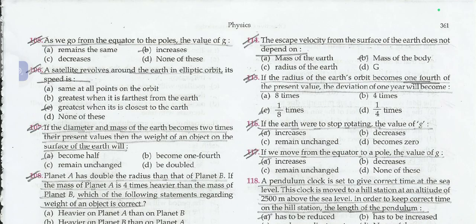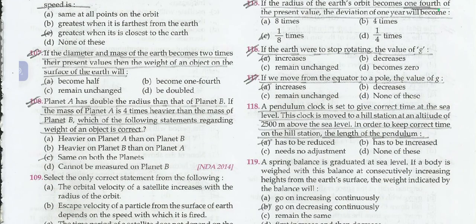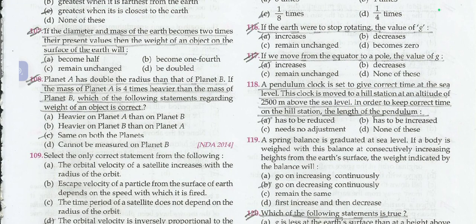If the diameter and mass of the earth become 2 times their present value, then the weight of an object on the surface of the earth will become half. Planet A has double the radius than that of planet B. If the mass of planet A is 4 times heavier than the mass of planet B, which of the following statements regarding weight of an object is correct? Same on both the planets. Select the only correct statement from the following.